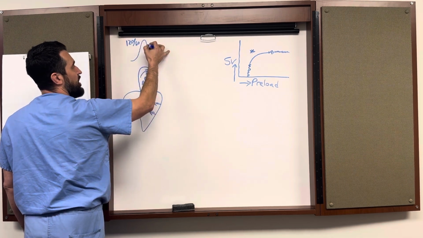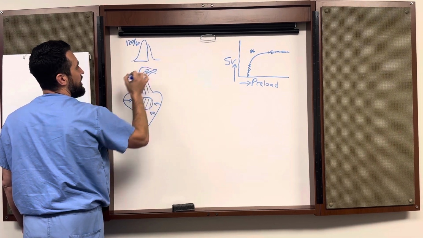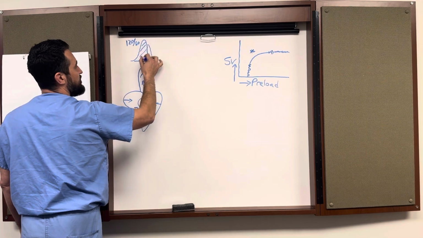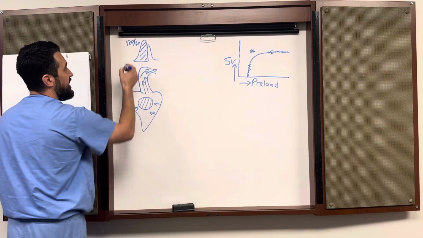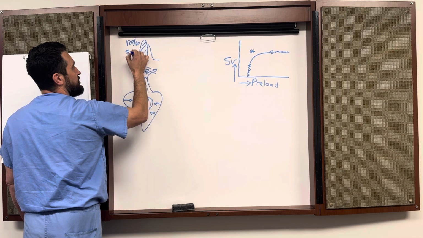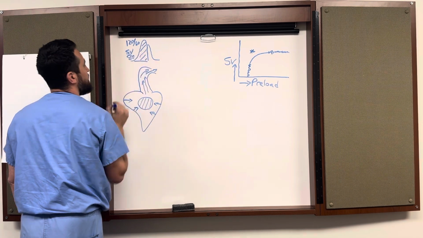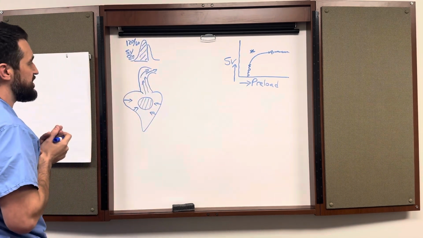What our monitoring does is it looks at this area, right? Gives us an idea of how much volume moved during the contraction, and that gives us a stroke volume. So let's say our stroke volume here is 80, right? So that's a perfect situation for this patient.